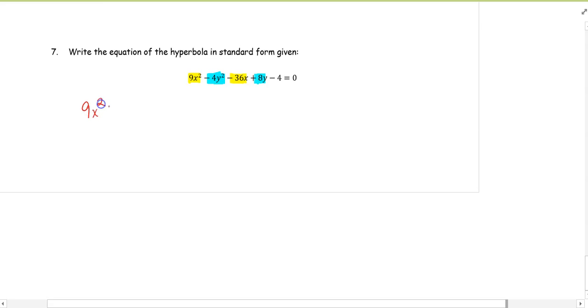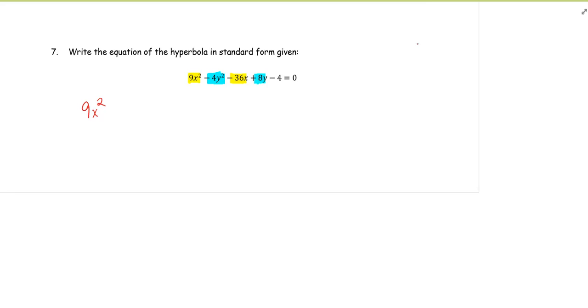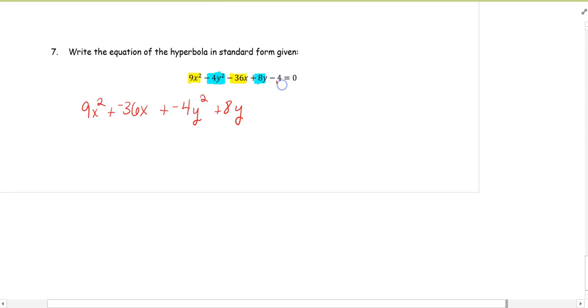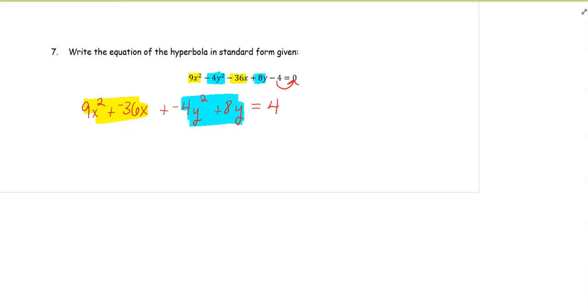So I have 9x squared. I like to write things like this, plus negative 36x, just who I am. And then plus negative 4y squared plus 8y. And I'm going to get this constant just out of my way. So I'm going to treat this as two different groups. I'm going to complete the square on the yellow group and complete the square on the blue group. Everybody has a different method for completing the square. I'm just going to go through what my instinct is.